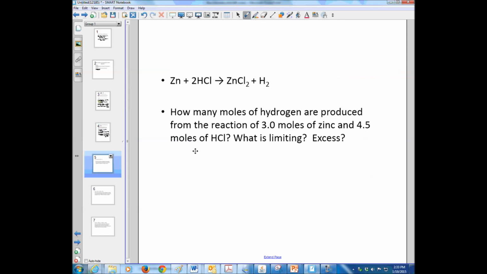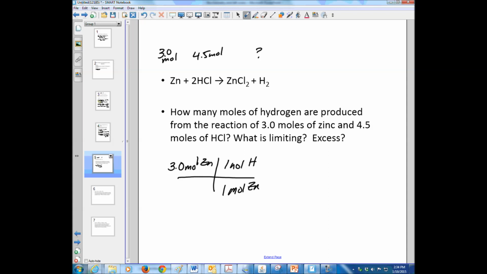Try the next one. How many moles of hydrogen are produced from the reaction of 3 moles of zinc and 4.5 moles of hydrochloric acid? Start with the zinc, 3 moles of zinc. Ratio of zinc to hydrogen gas is 1 to 1. 1 mole of zinc will produce 1 mole of hydrogen gas. So we're going to end up with 3 moles of hydrogen gas.